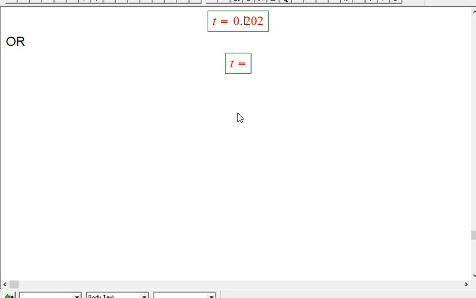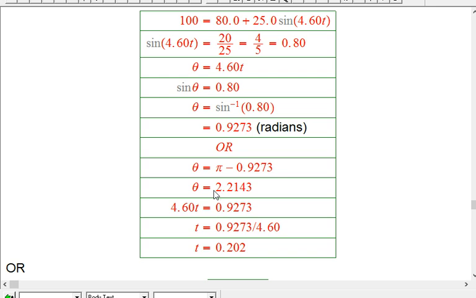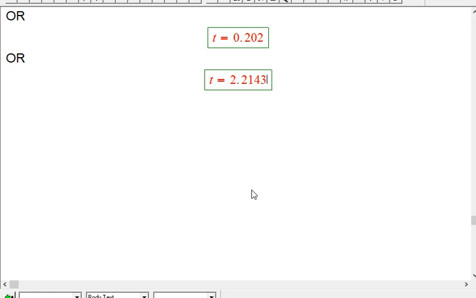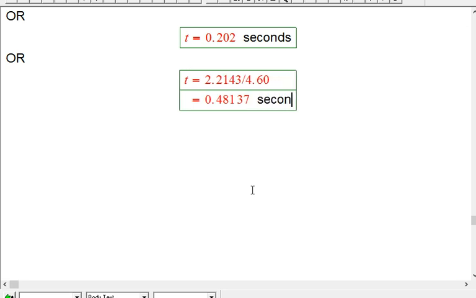Or t equals, now I'm going to take the 2.2143. That was the other angle. Divide that by 4.60. Get the number there. I'm going to put that back where I want it to be. Okay, and now these are in seconds, notice. Okay, so let's see if this makes sense.